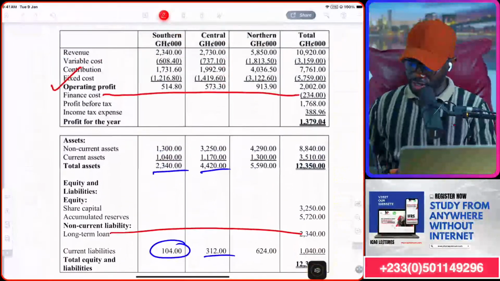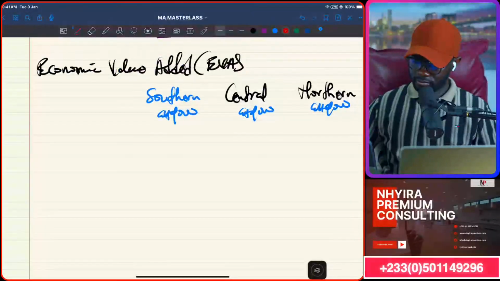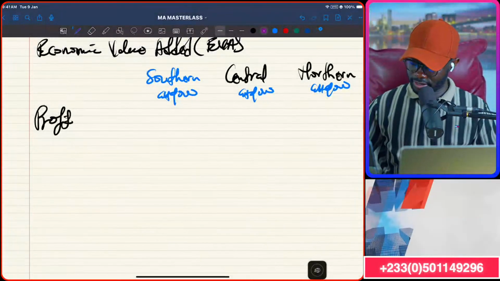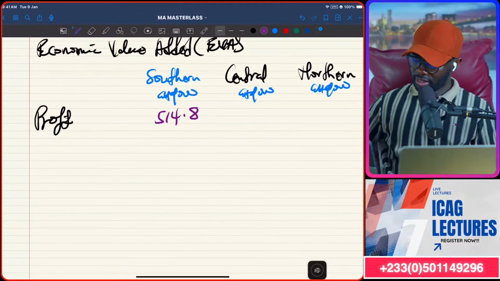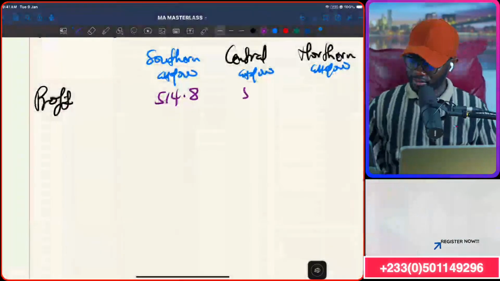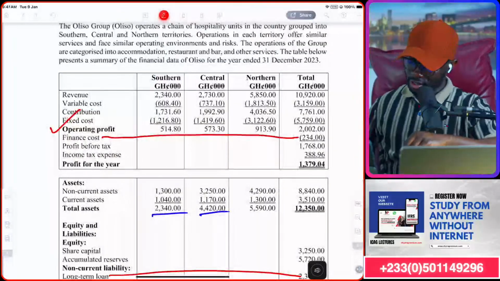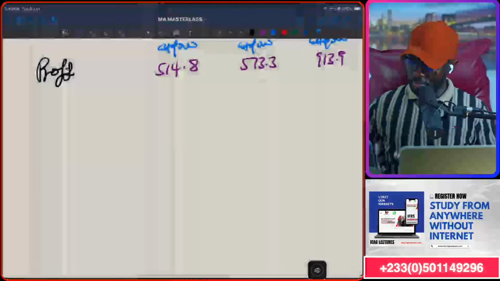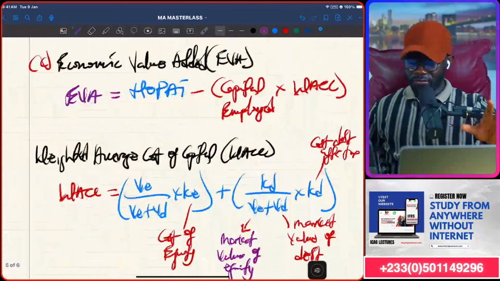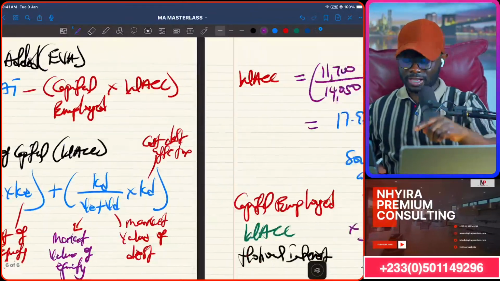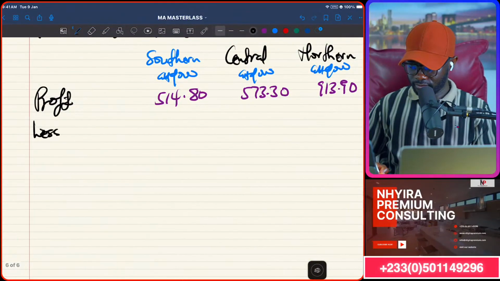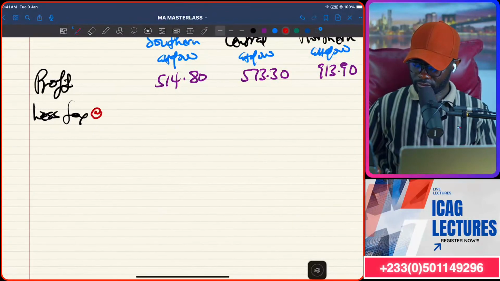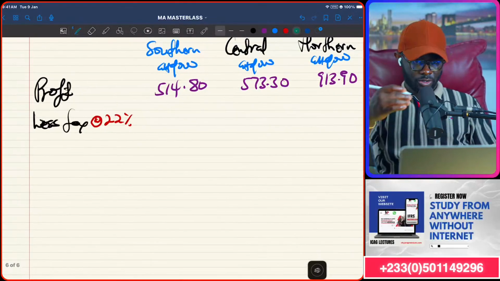So let's bring in their profits respectively as we worked with earlier. So profit. Let's go. 514.8. Then next one, 573.3. Next one, 913.9. Is it 0.9? Yup, 0.90. Okay. Remember what we are looking for in our EVA formula: net operating profit after tax. So we're going to less the tax. We were given a tax rate to be 22% of profit, if you remember. So at 22%.